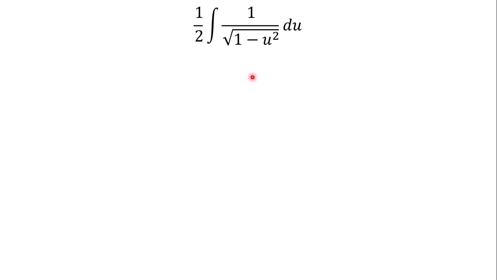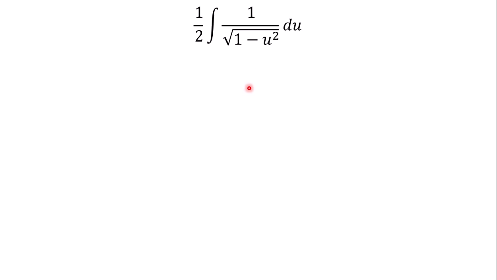But I'm not ending here. When you reach here, you can write your answer directly as I said, because that is what you are going to get at the end of the day. But we know the answer is just sine inverse of u or sine inverse of x.